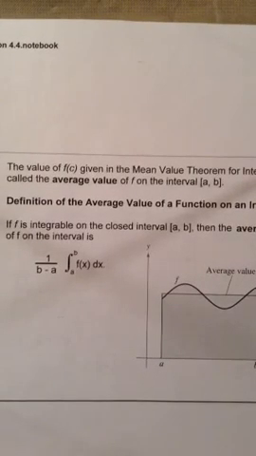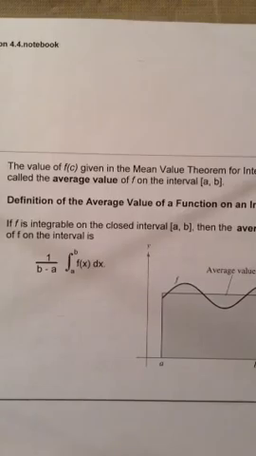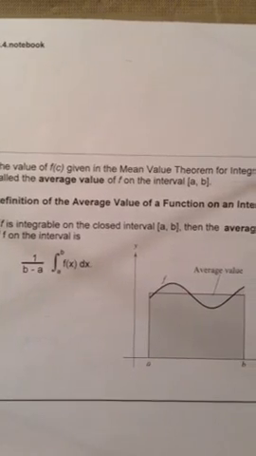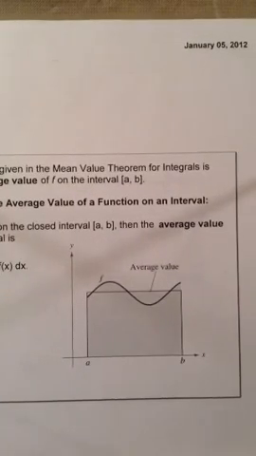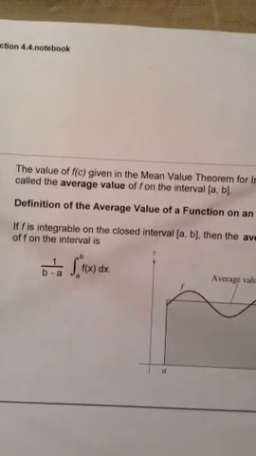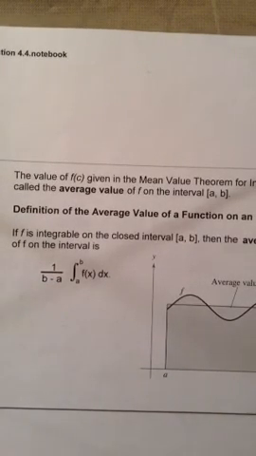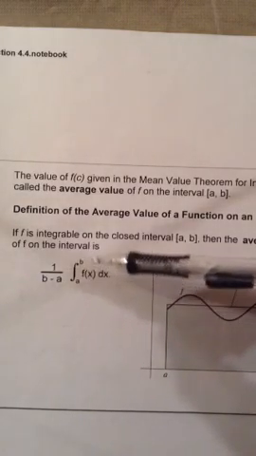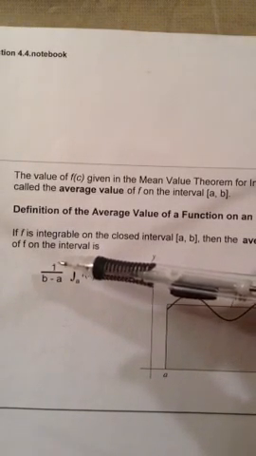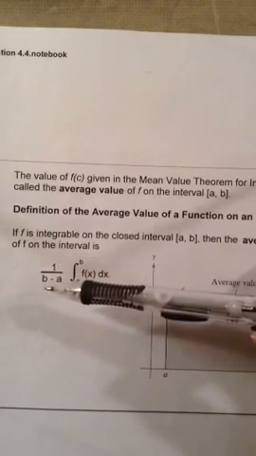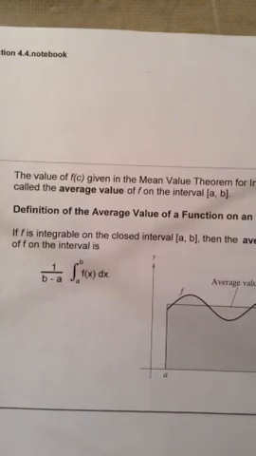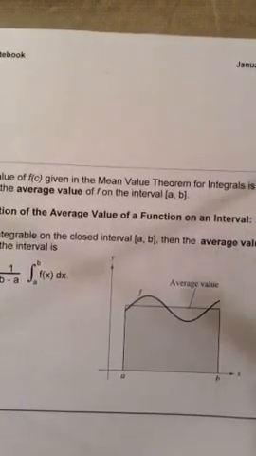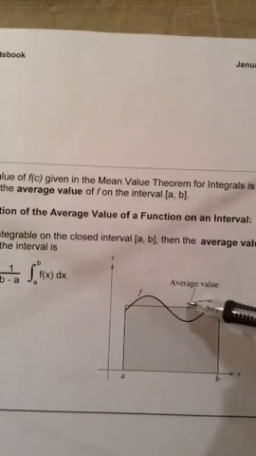Definition of an average value, you can go ahead and write this down. If f is integrable on a closed interval from a to b, then the average value of f on that interval is given by this. So we still take the integral from a to b, but to find the average value, we will take that and multiply by 1 over b minus a. Okay, so that's basically giving us the average value.